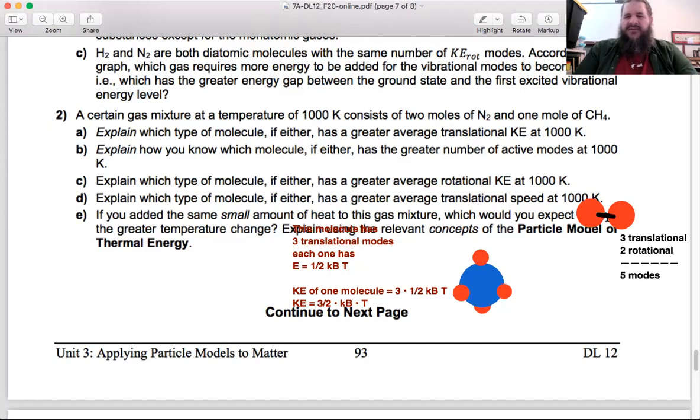They're going to have different amounts of other energies. Like, for instance, the CH4 is going to have more rotational energy because it has more rotational modes. But the translational kinetic energy of each molecule should be the same.